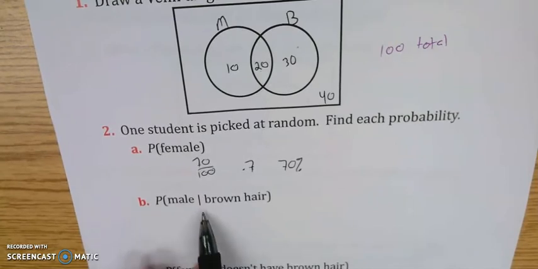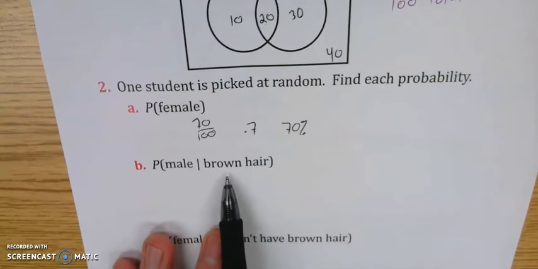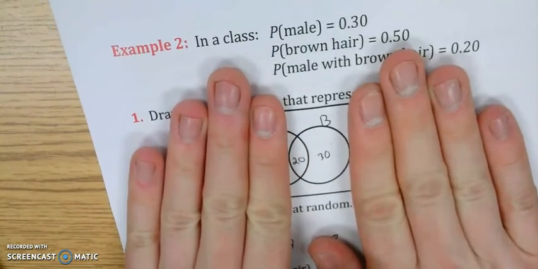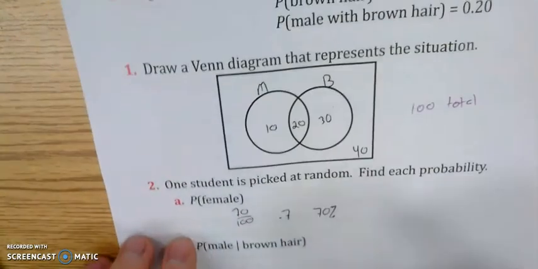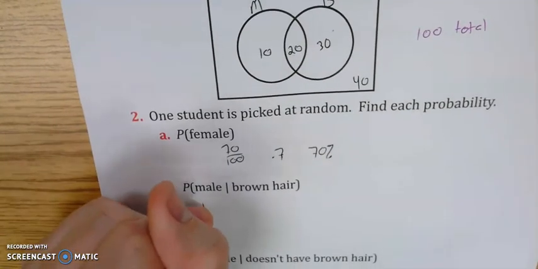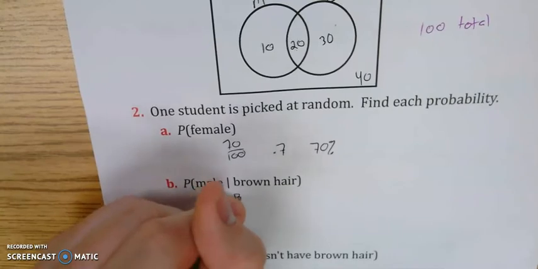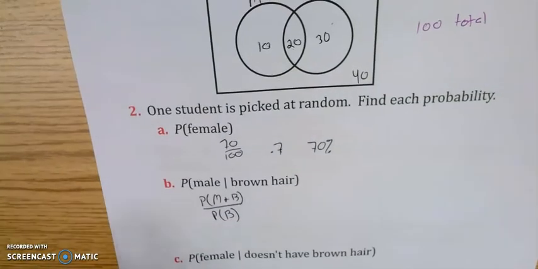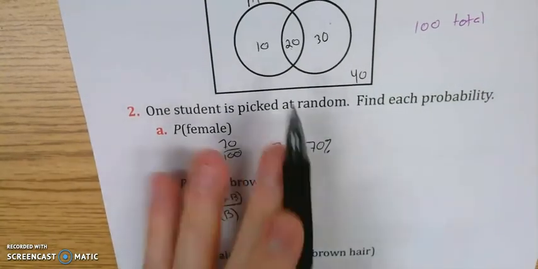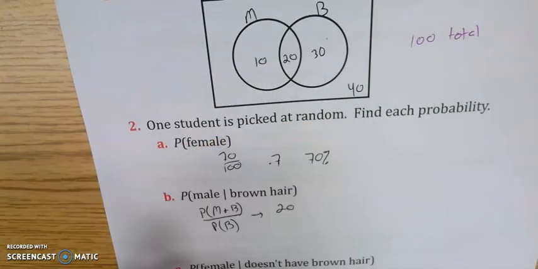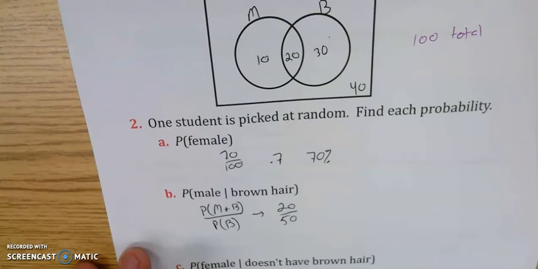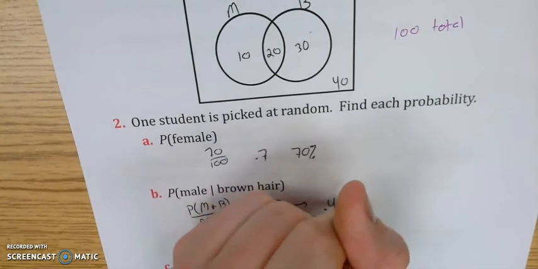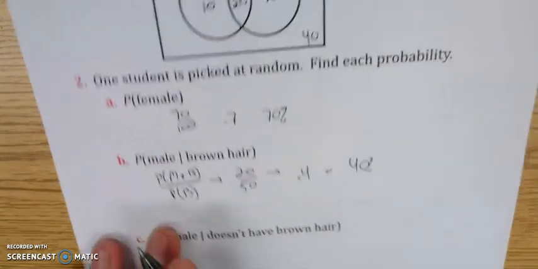Next step, probability that they are male given that they have brown hair. So here's where I'm going to narrow in my focus. I'm only focusing in on that brown hair circle. I want to know what is the probability that they are male given that they're in that brown hair circle. So I need the probability that they're both male and brown hair. And I'm going to divide that by the overall probability that they had brown hair. Well, there are 20 in that overlap. In the overall brown hair circle, there are 50 people total in there. If I do that arithmetic, 2/5, that would be 0.4, or if you like percents, 40%, either one completely valid.